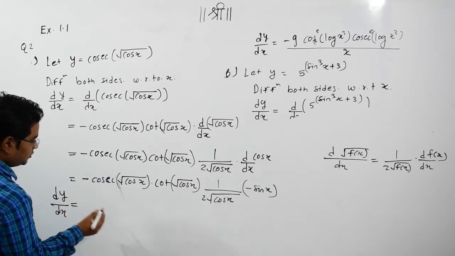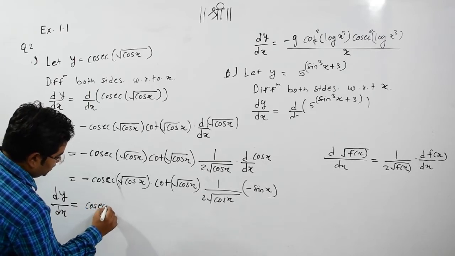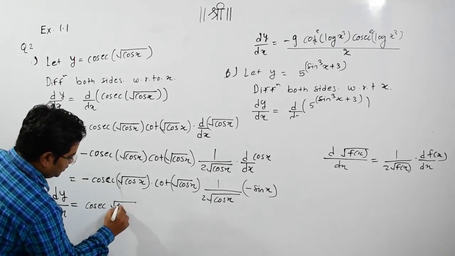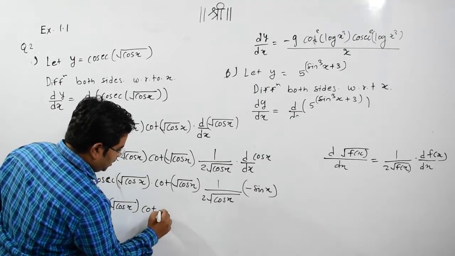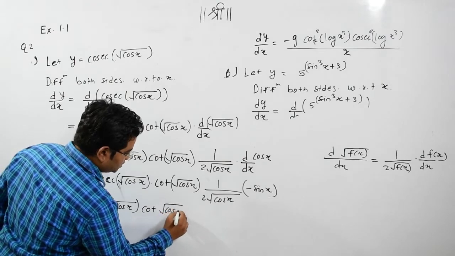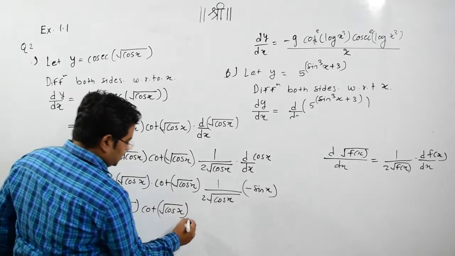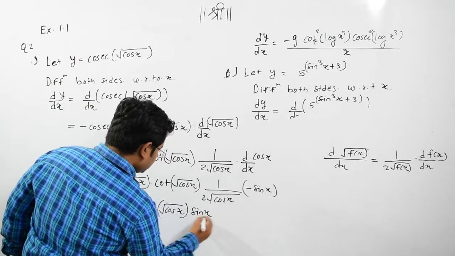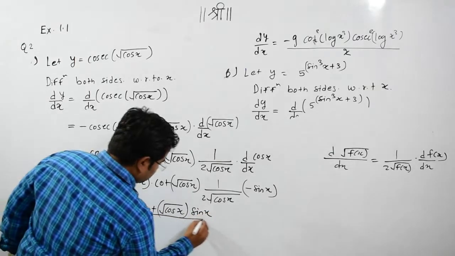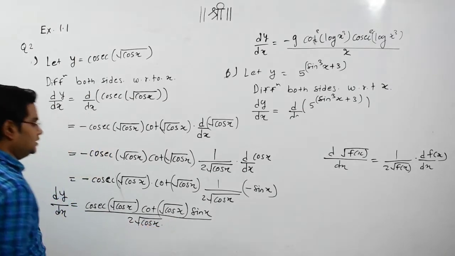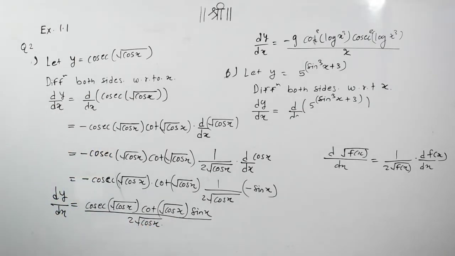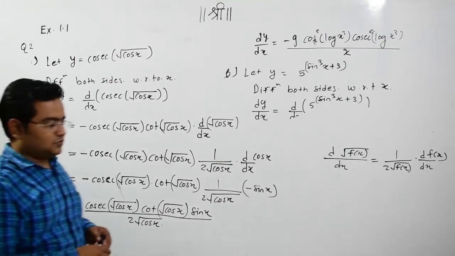So dy upon dx is equal to how much? Cosec under root of cos x into cot under root of cos x into sin x, whole thing divided by 2 under root of cos x. As I told you, this problem looks easy, but it's not that easy. Now let's move to the next question.